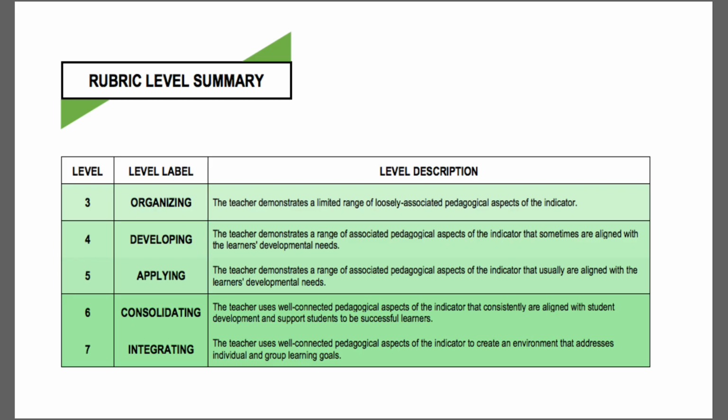Level 5, Applying. The teacher demonstrates a range of associated pedagogical aspects of the indicator that usually are aligned with the learner's developmental needs. Level 6, Consolidating. The teacher uses well-connected pedagogical aspects of the indicator that consistently are aligned with the student development and support students to be successful learners. And number 7, Integrating. The teacher uses well-connected pedagogical aspects of the indicator to create an environment that addresses individual and group learning goals.